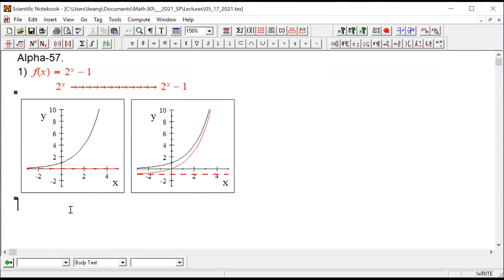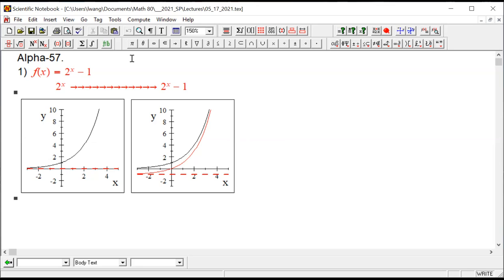So what does that tell us? It tells us the domain and range. Domain stays the same, but range has changed, right? The range was from 0 to infinity. Now it's from -1 to infinity. You guys see that? From -1 to infinity.